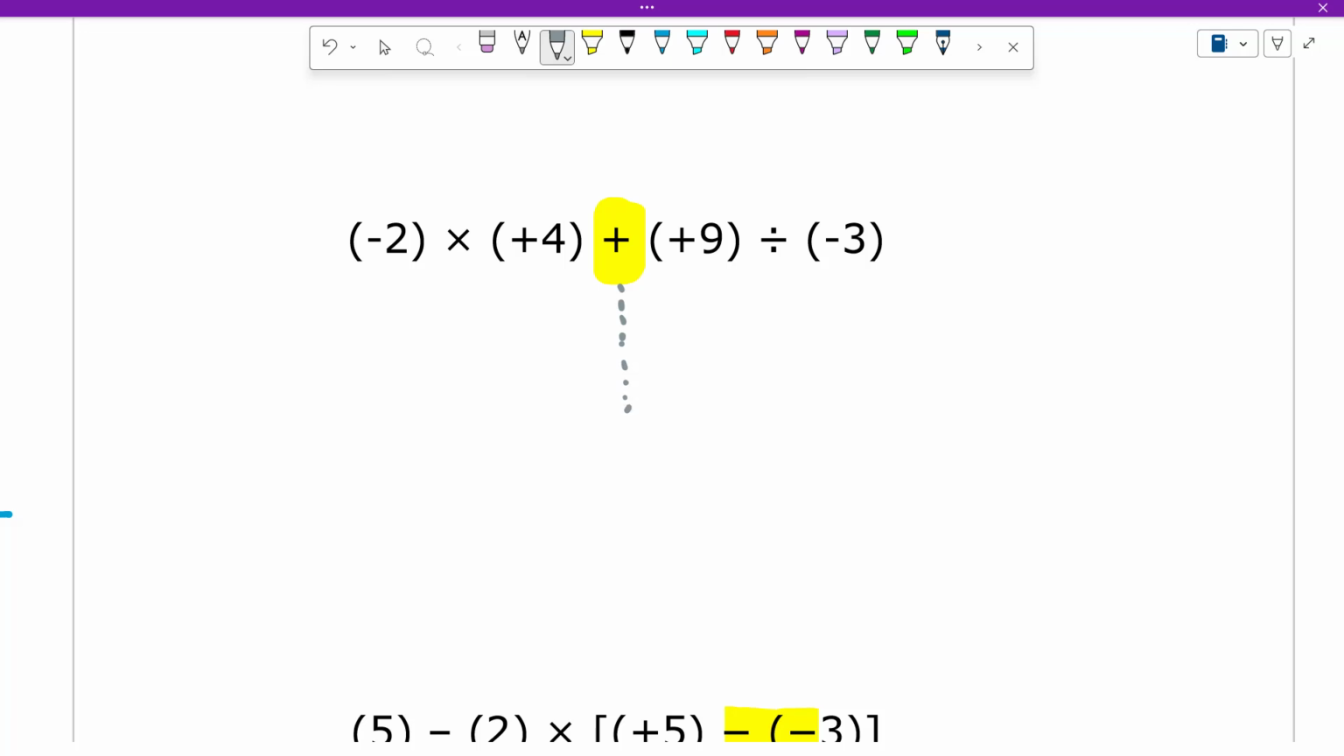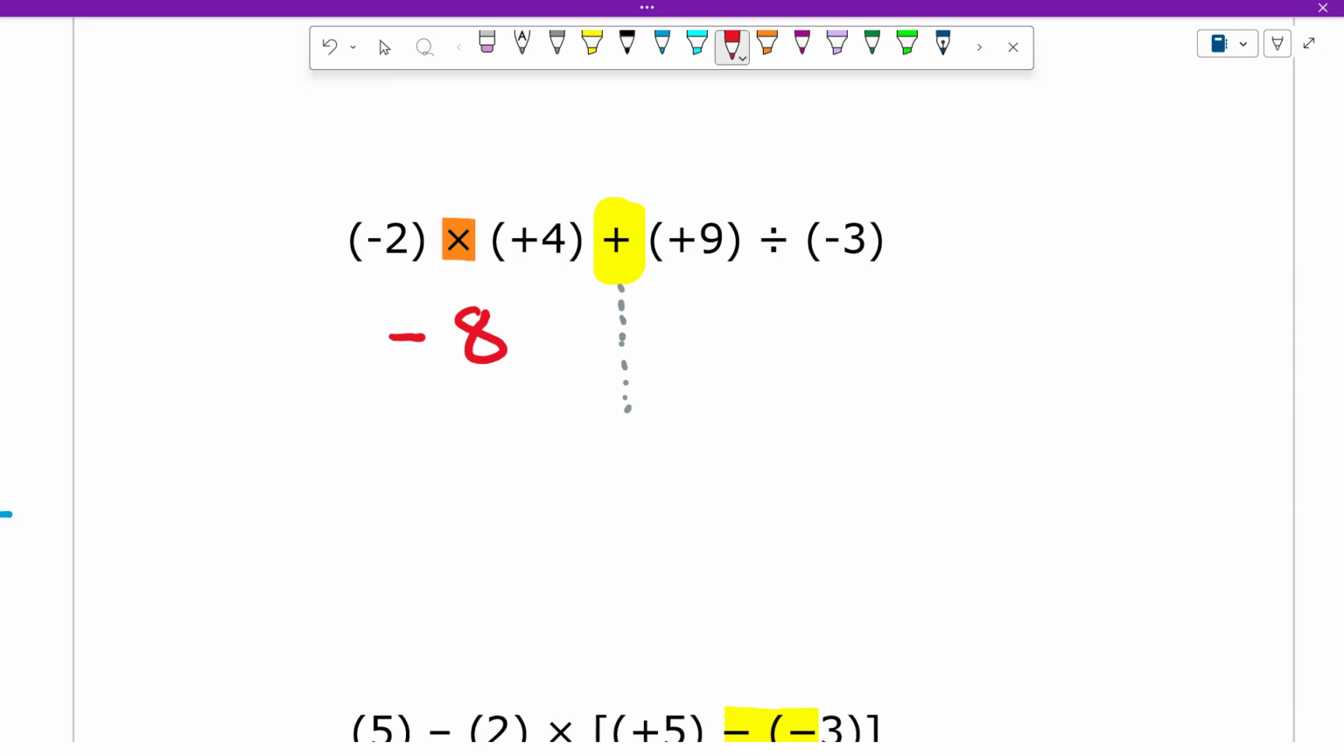Let's go from left to right for each part. So the first part, how many math operations are here? Just one. And that is that times. This is not subtracting. There's only one number here. That's a -2. This is not adding. There's only one number there. It's +4. So we're going to combine these two together by multiplying. What number do we get? We have -2 times +4. Marcus? -8. Okay?